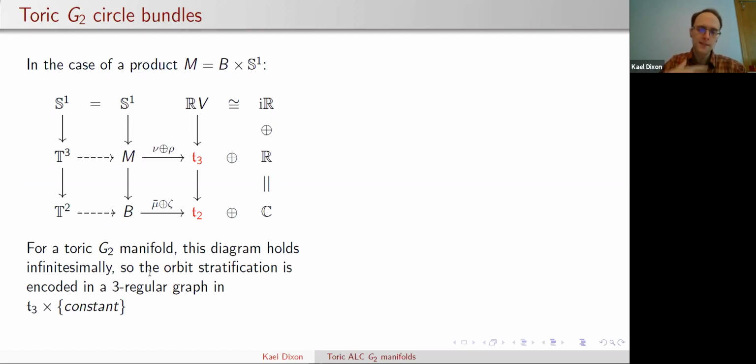Okay, but then this diagram also will hold infinitesimally for any toric G2 manifold. So in general, you get some kind of three-regular graph that sits inside of the three-dimensional part of the multi-moment map. Okay.